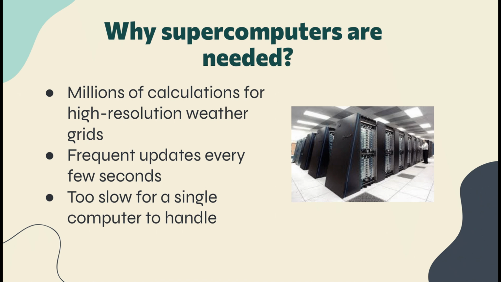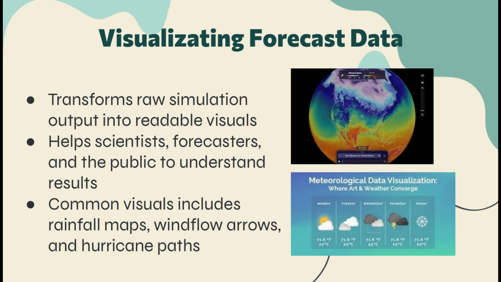Instead of one processor doing all the calculations in order, thousands of processors work at the same time. This allows scientists to produce forecasts fast enough to be useful, for example, predicting a hurricane landfall days in advance. After the simulation is complete, it generates huge amounts of raw data, including numbers representing temperature, pressure, wind speed, and more at every grid point.